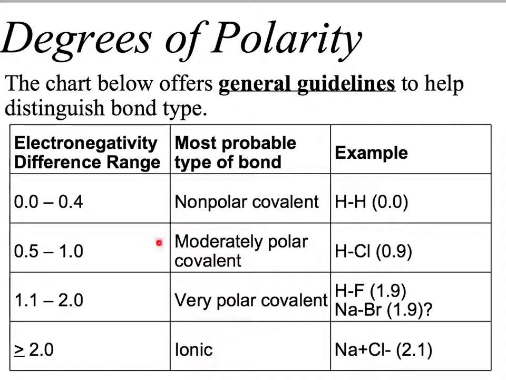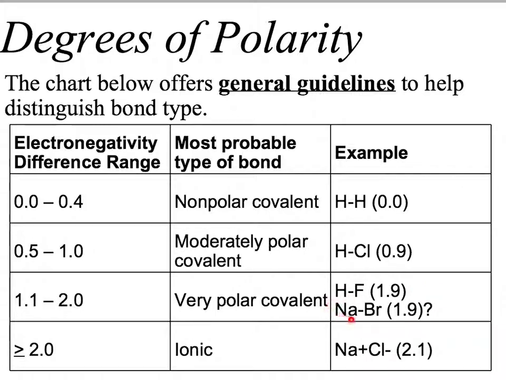Next up, we can have a moderately polar covalent bond, and that would be about 0.5 to 1 difference in electronegativity. An example of that would be a bond between hydrogen and chlorine, and the difference here is 0.9. So it's moderately polar. And then if we get above 1 up to about 2, then we would say that's a very polar bond. So HF would be a very polar bond with a difference of 1.9.